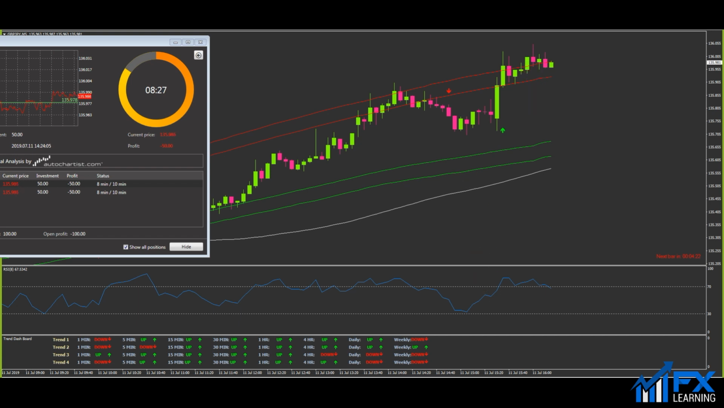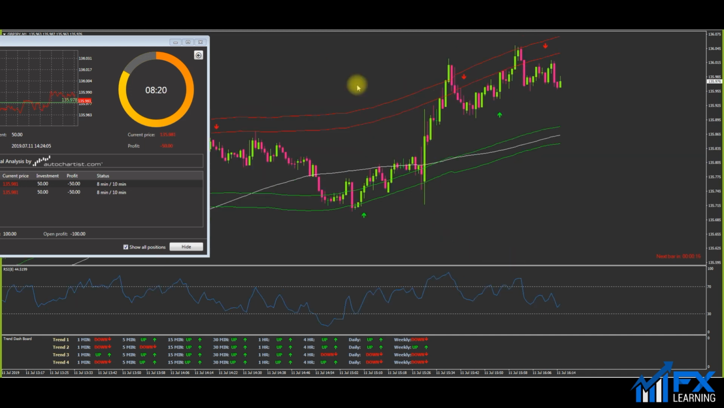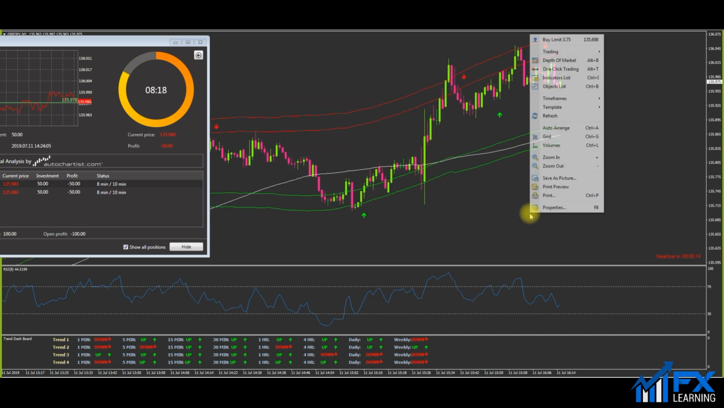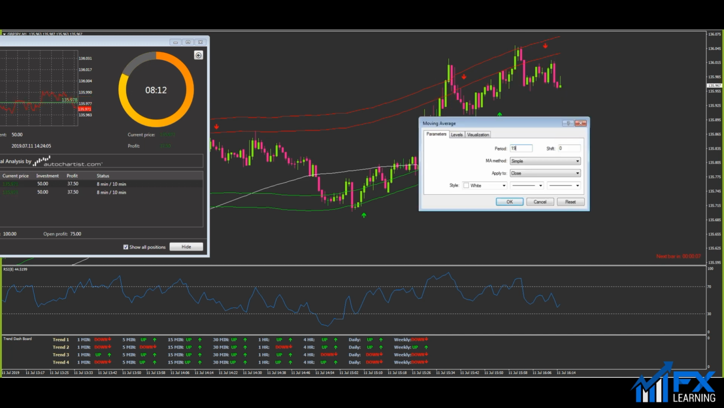Now when I see the momentum slowing down, I go over to the 1 minute charts and I'm thinking, okay, I start to see that price better here. Let me just change the moving average. Indicator list, I'm going to change that moving average so you can actually see it better.